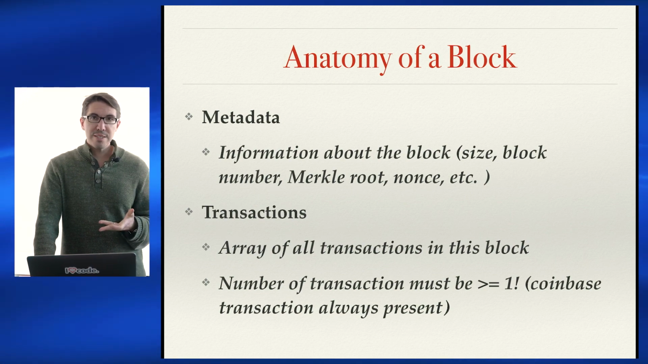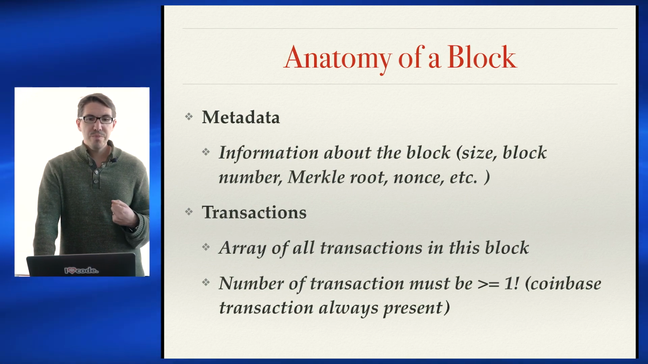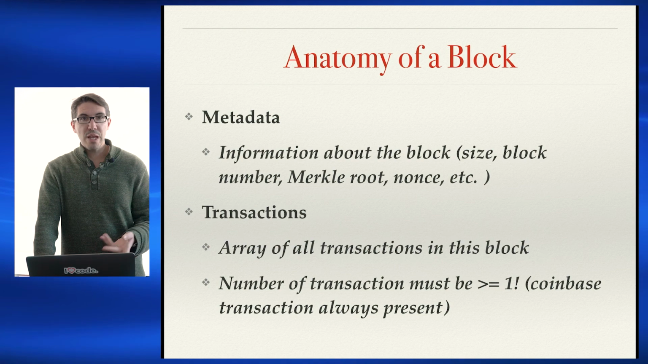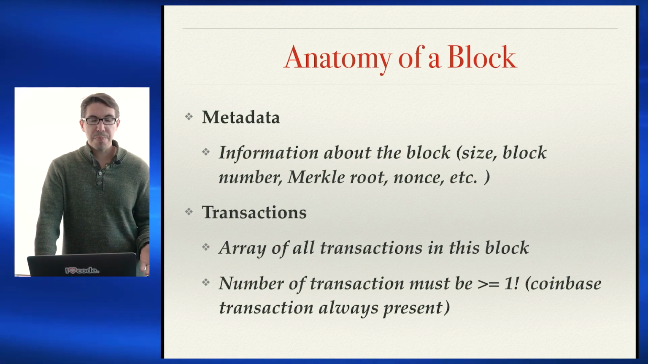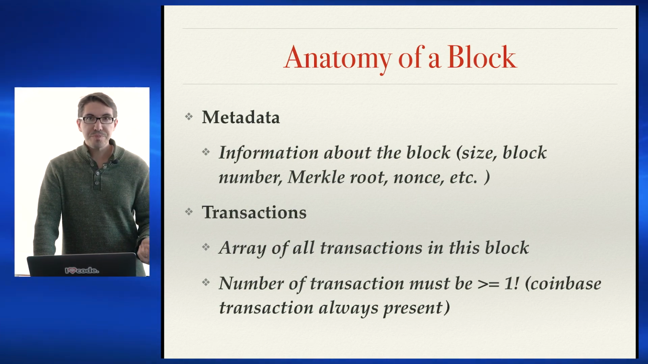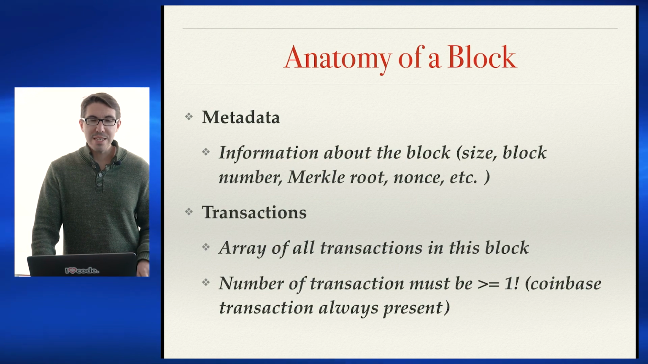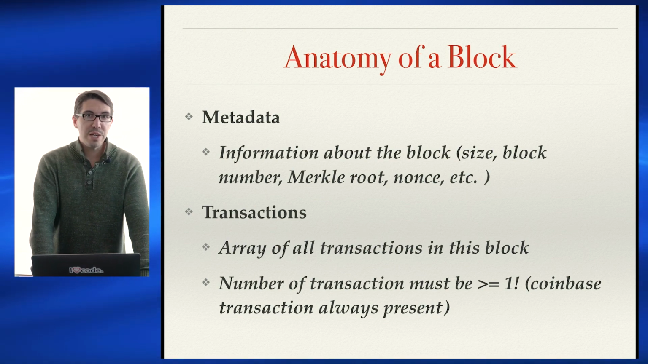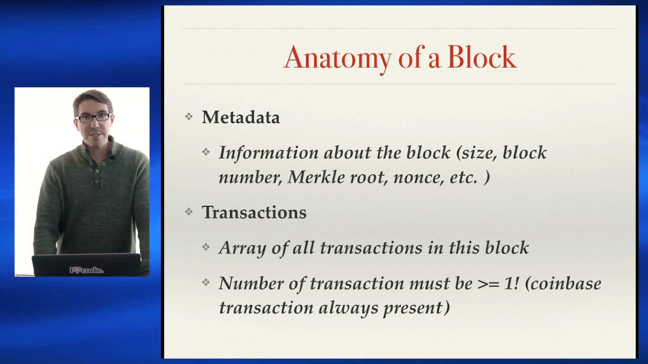So blocks are going to consist of a few things. The first is the set of metadata, which is information about the block, the size of the block, what its Merkle root is, what the block number is, etc. There will then be a large list, which is an array of all the transactions in the block. There always must be at least one transaction in the block. That Coinbase transaction, which produces the block reward for each block, must always be present.